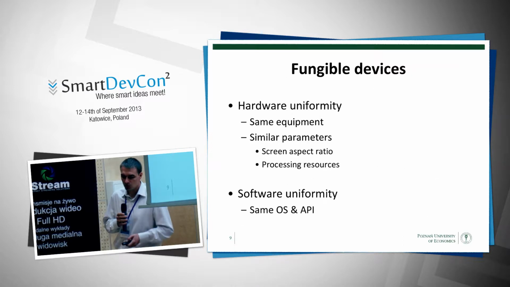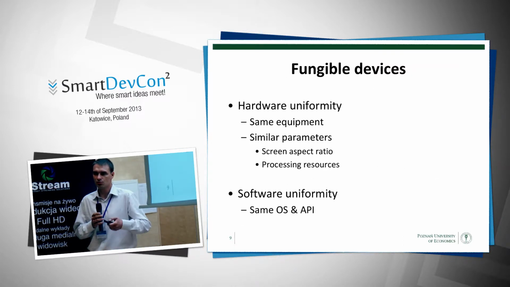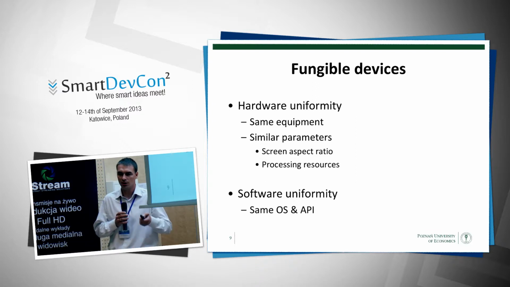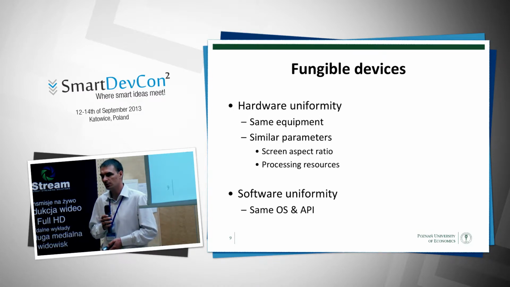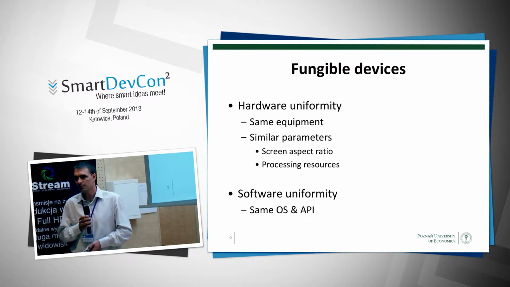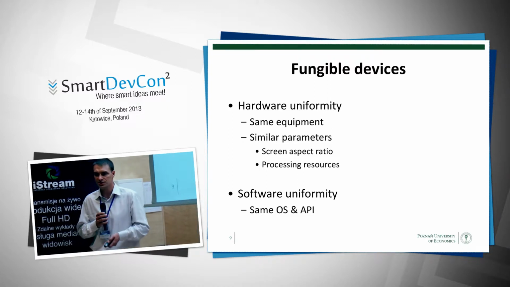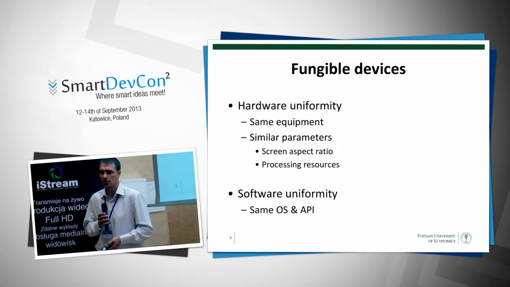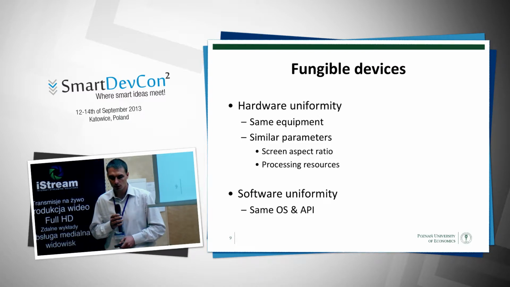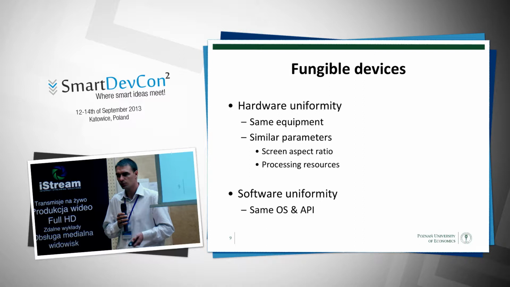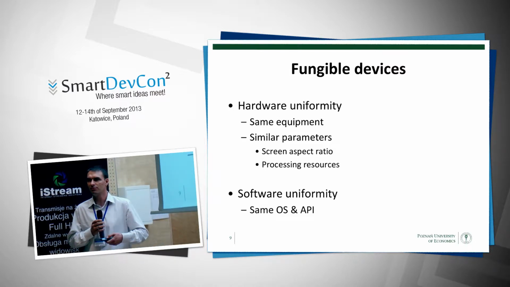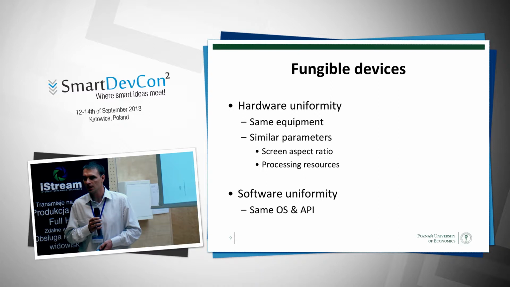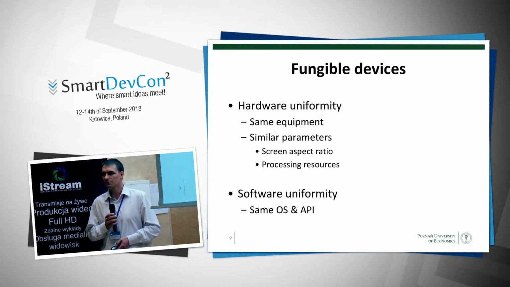So actually, to have truly fungible devices, you need hardware uniformity, where you have the same equipment and similar hardware parameters, like the same aspect ratio of the screen or similar processing capabilities, so you know that your interaction will run more or less naturally for the user. Also, you need software uniformity to be able to provide the same look and feel of your application or provide the same functionality.